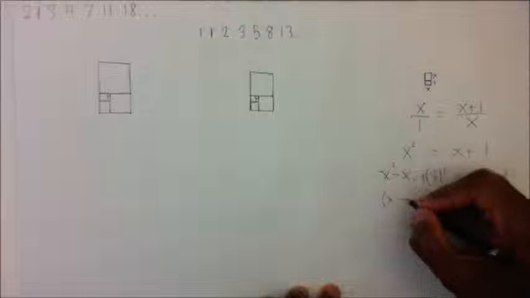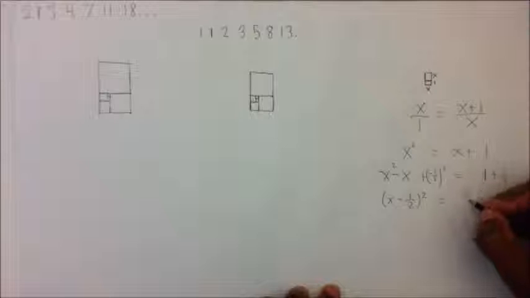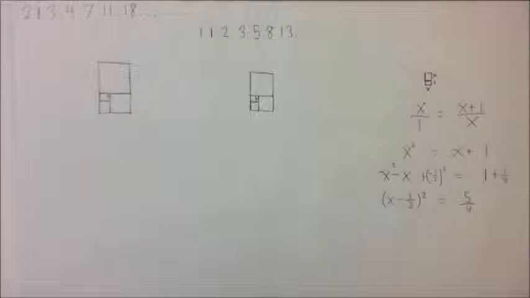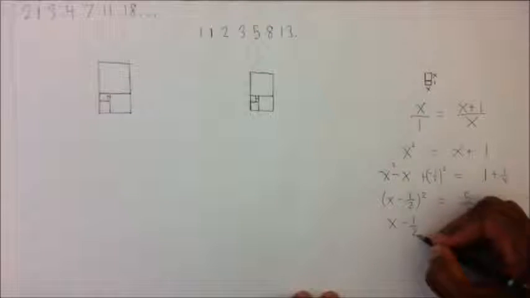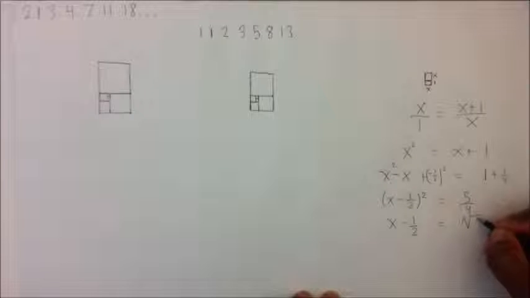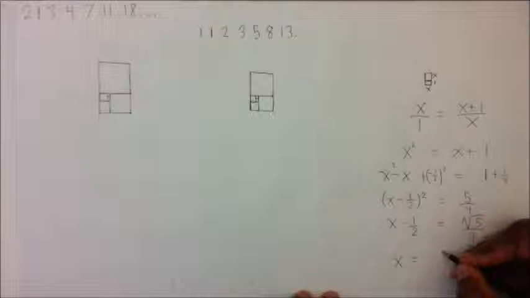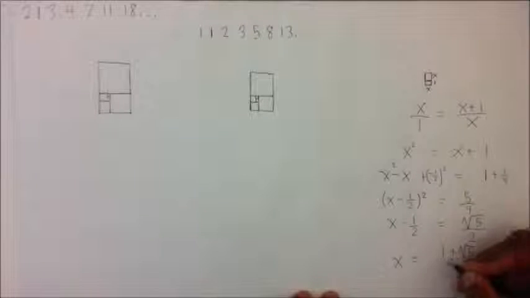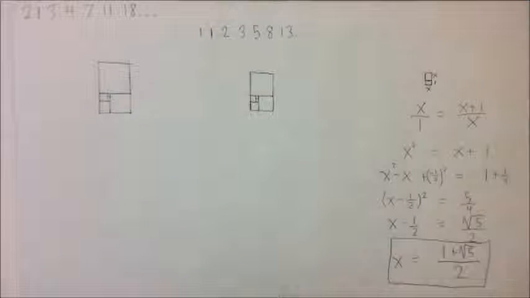So now it's (x minus 1/2) squared is equal to 5 over 4. So now I'm going to take the square root, in which case I'm going to get a positive and negative number. I'm only interested in the positive, so I'll just take the positive square root. So x minus 1/2 is equal to the square root of 5 over 2, in which case x is equal to 1 plus the square root of 5, all divided by 2. And that is the golden ratio, which equates to around 1.618 or so.